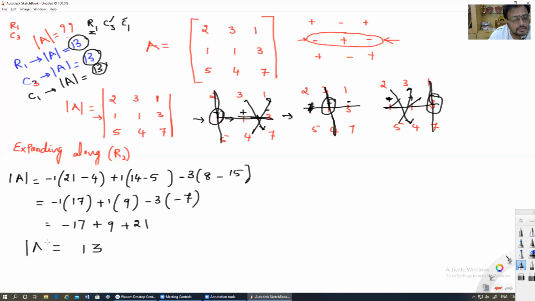Look at this. So now we have expanded by R2 also. So here in this determinant, along with first row I have expanded, along with second row I have expanded, along with column 3 I have expanded, along with column 1 also I have expanded. Even though, every time we got the determinant is same. So from this we can make a conclusion that the value of the determinant is not altered if the determinant is being expanded by using any row or any column.